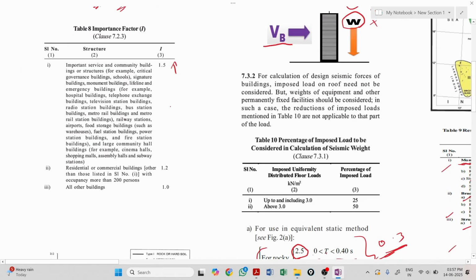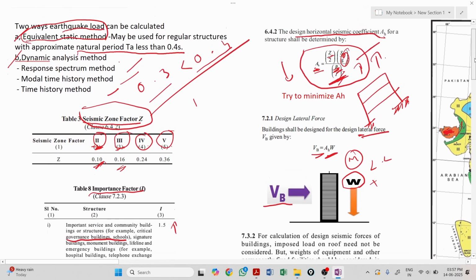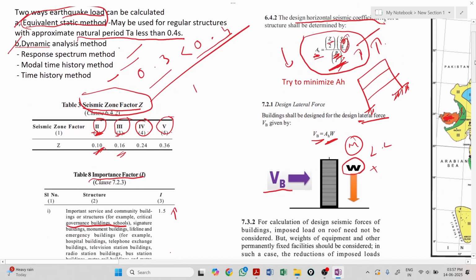So how do we choose the importance factor? It depends on what kind of building it is. Is it a residential or commercial building, or a government building, or anything very important where public presence is more, something like that? So we found all these things.